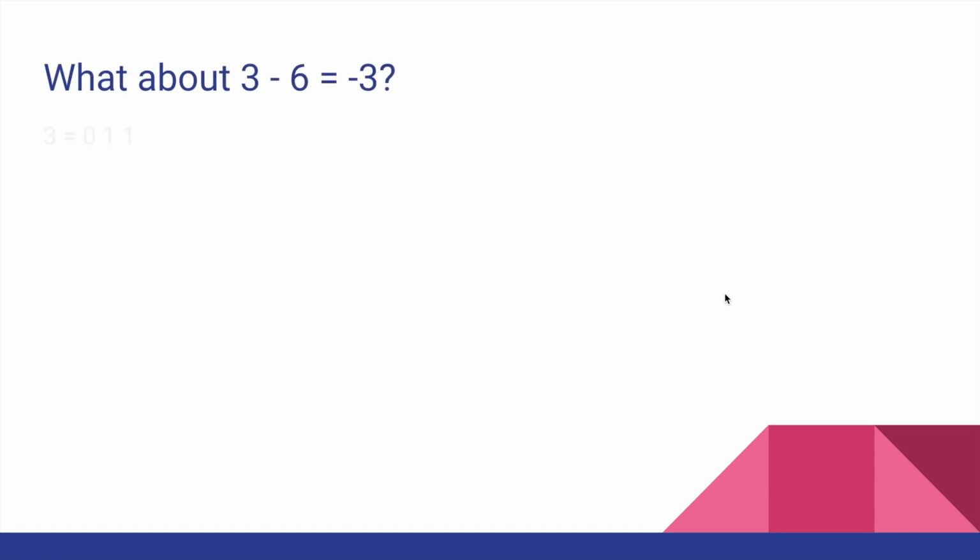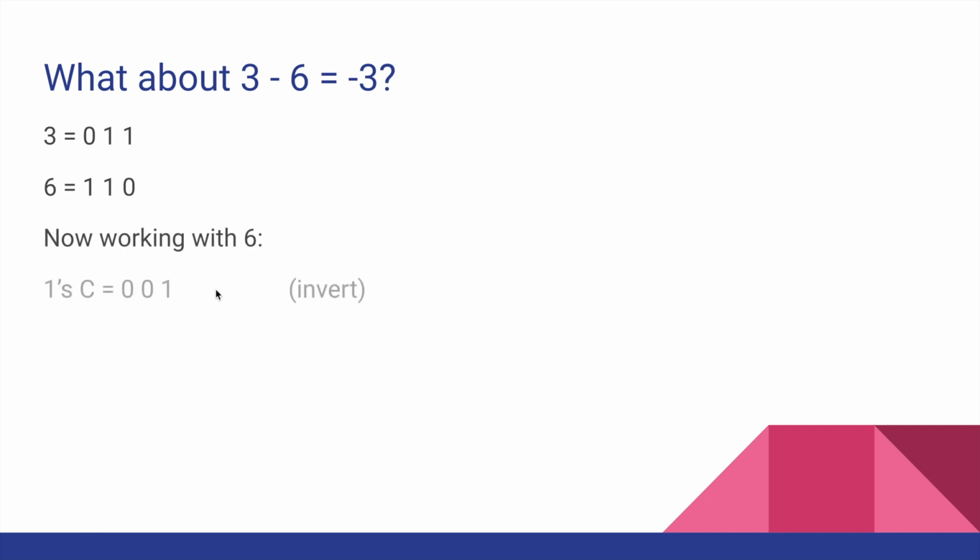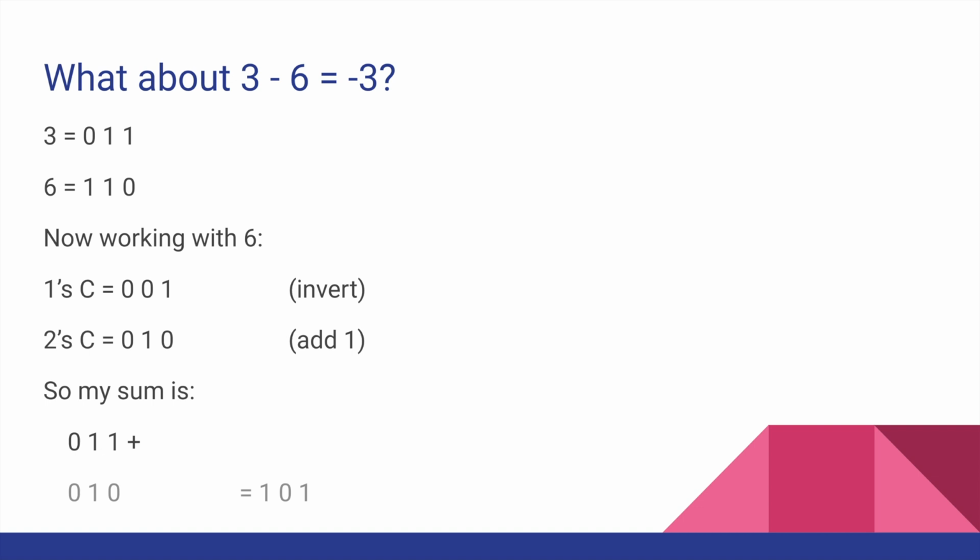Let's now try the other way around. 3 minus 6. So we know the answer is minus 3. So 3 is 0, 1, 1, 6 is 1, 1, 0. Working on the 6, the 1's complement is the invert of 1, 1, 0: 0, 0, 1. 2's complement, add 1: 0, 1, 0. So the calculation now is 0, 1, 1 plus 0, 1, 0 equals 1, 0, 1.